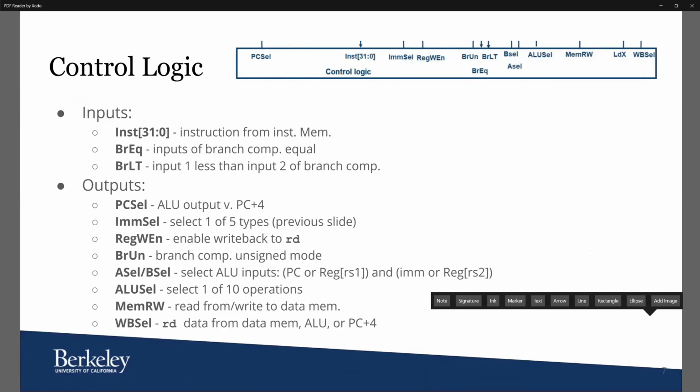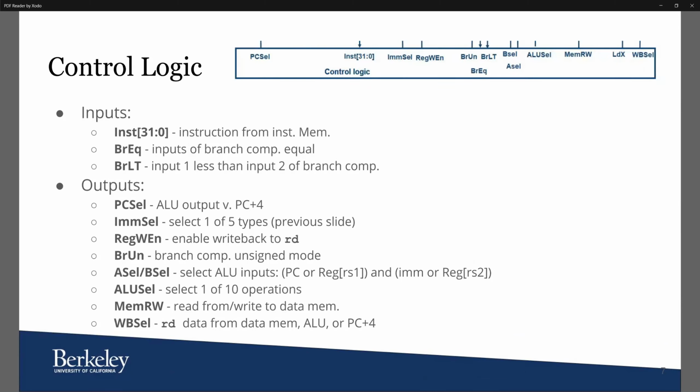All right. Then the next part is the control logic, and basically you want to emphasize what the inputs are, what the outputs are, and what inputs influence which outputs. Instruction obviously is the 32 bits of the instruction from the instruction memory. This is used by the control logic to control everything. The other two inputs are branch equals and branch less than from the branch comparator up here. Branch equals is if the two are equal, and less than is if one is less than the input 2 of the comparator.